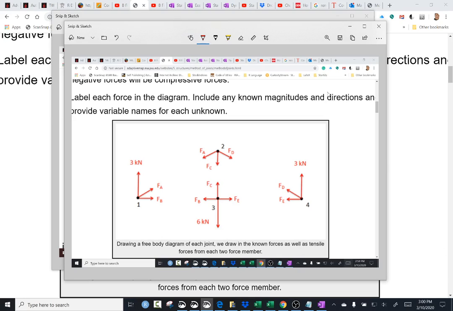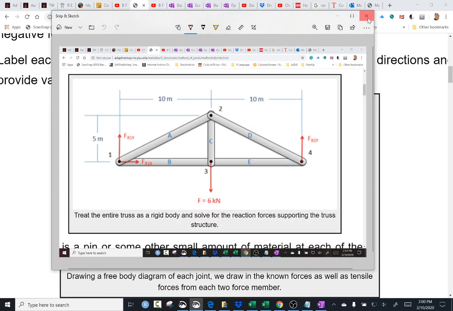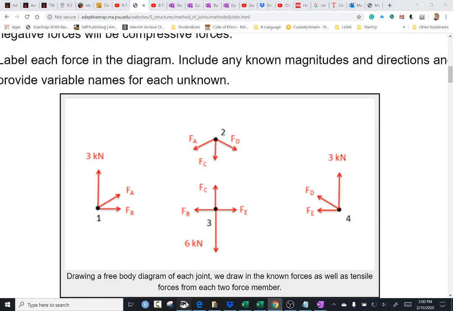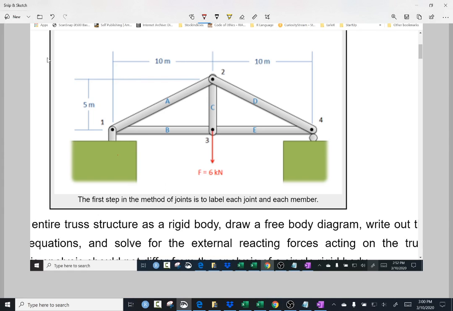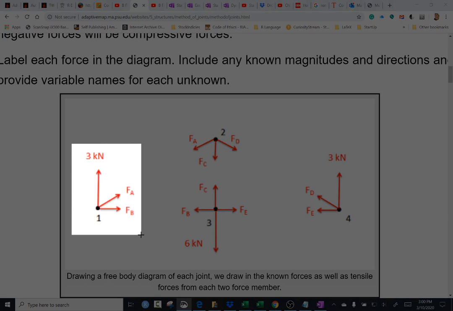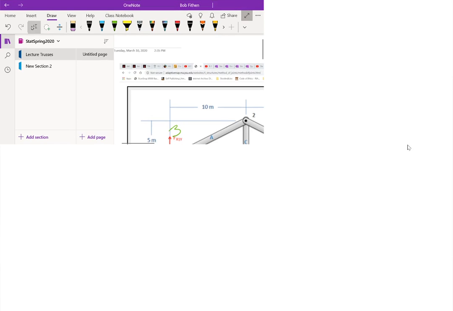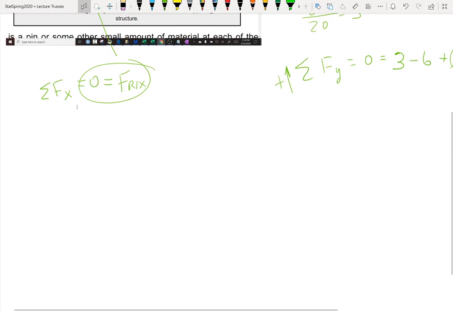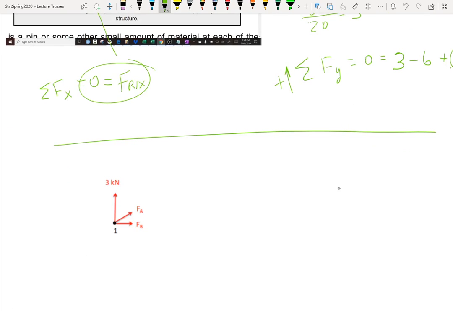I guess here, get rid of that, get rid of that. I guess I can snip it and drop it right back over. So as you move down, there's your picture. So you got a node here, right? All you do is sum the forces in the x equals 0 and sum the forces in the y equals 0. Okay, so I got something interesting in the y.